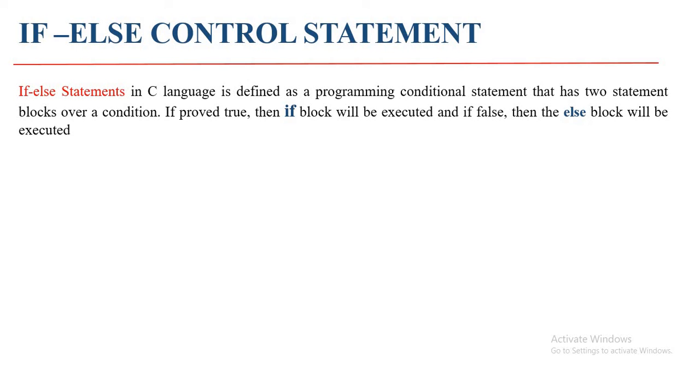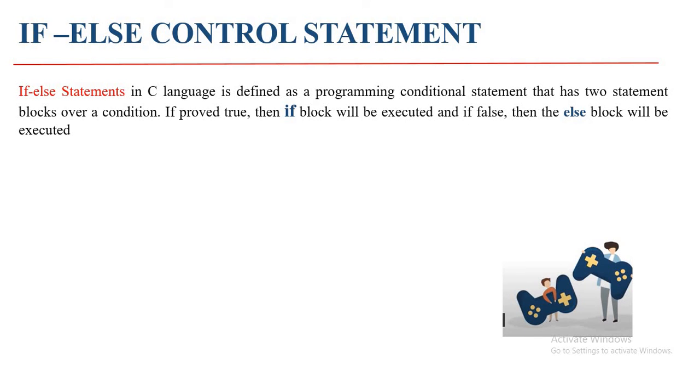What is that? In C language, it is defined as a programming conditional statement that has two statement blocks over a condition. If the condition is proved true, then the if block will be executed, and if not, then the else block will be executed. So what is going to happen? If the condition is true, the statement inside the true block is going to execute. If the condition is not true, in that situation we go for the else block. So I will explain it in the flow chart.